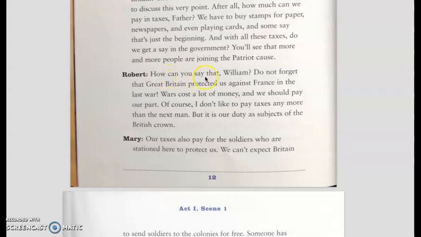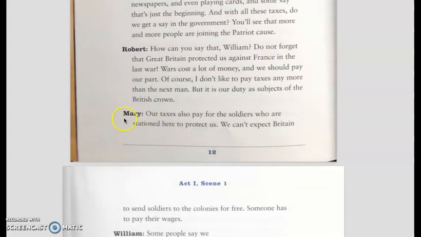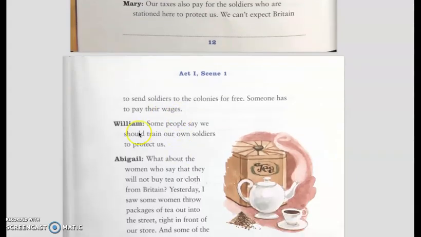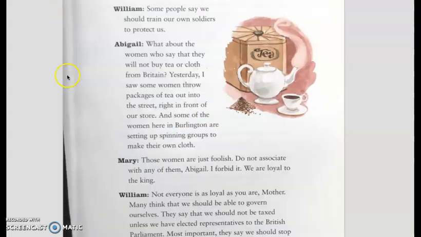Robert. How can you say that, William? Do not forget that Great Britain protected us against France in the last war. Wars cost a lot of money, and we should pay our part. Of course, I don't like to pay taxes any more than the next man, but it is our duty as subjects of the British Crown. Mary. Our taxes also pay for the soldiers who are stationed here to protect us. We can't expect Britain to send soldiers to the colonies for free. Someone has to pay their wages. William. Some people say we should train our own soldiers to protect us.